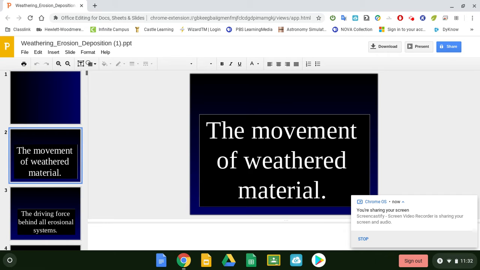So we've talked about the breakdown of material. Now we're going to talk about the movement of the material from one place to another. Okay, that's erosion. With technical difficulties, there's something missing from the first couple of slides, so I'll just tell you what it is as we go through.